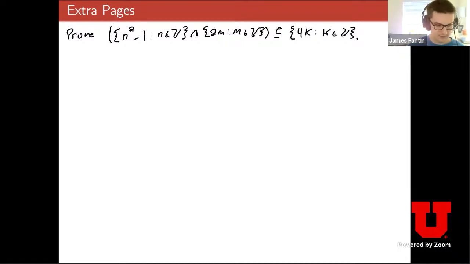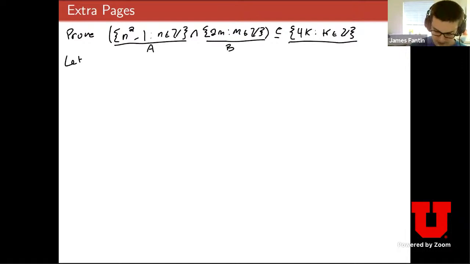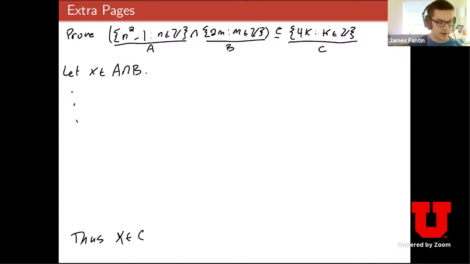We define an element for the left side. Yeah, so let's let x be an element. For simplicity, I'm just going to call this set A, this set B, and this set C, just to avoid writing too much. So let's let x be an element of A intersect B. And then to prove that this is a subset, we're going to do all this work in the middle and conclude that x is an element of C. And once we've done that, we've proven that they're a subset.